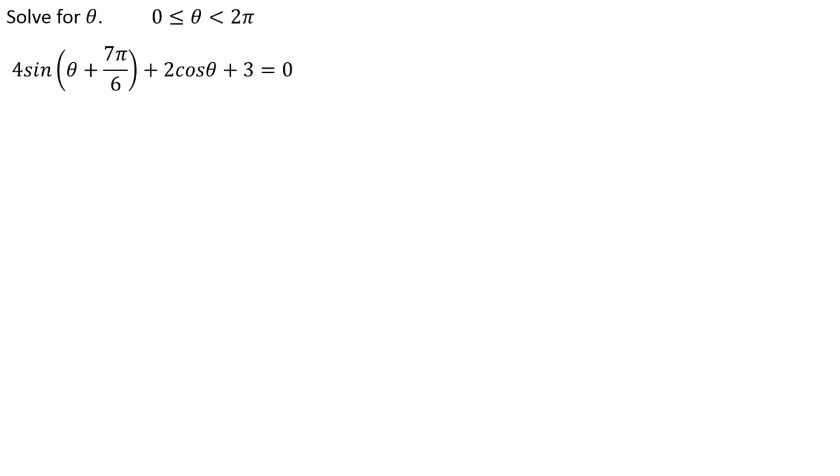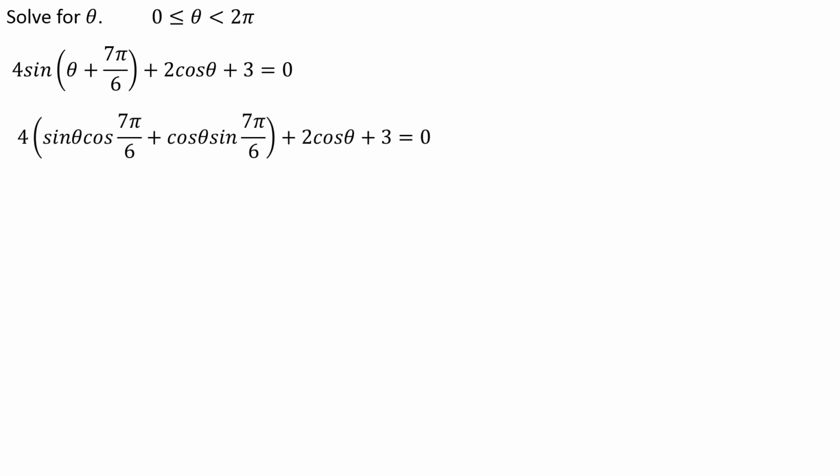Oh, this looks fun. Sine and cosine mixed together. Okay, so again, for sine, I gotta remember, for u plus v, sine u cosine v plus cosine u sine v. But of course, I've got to put all that in parentheses because that whole term was being multiplied by 4.